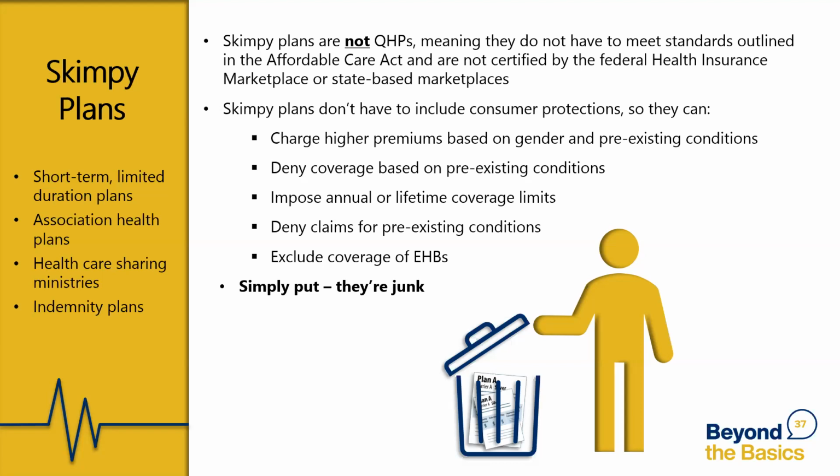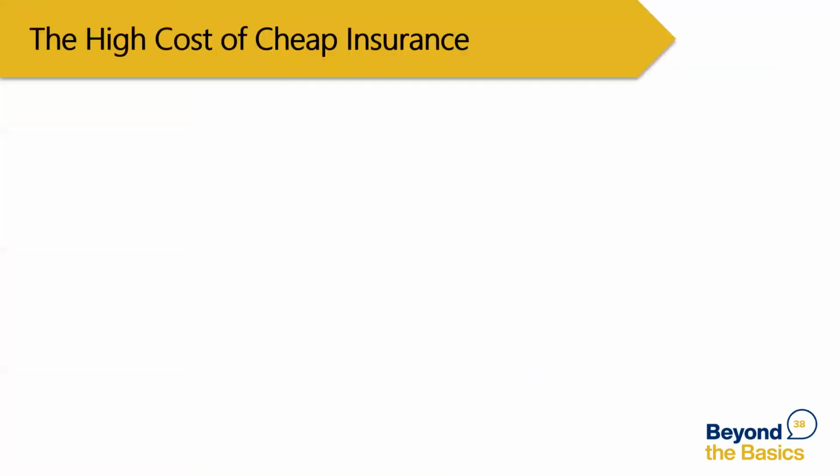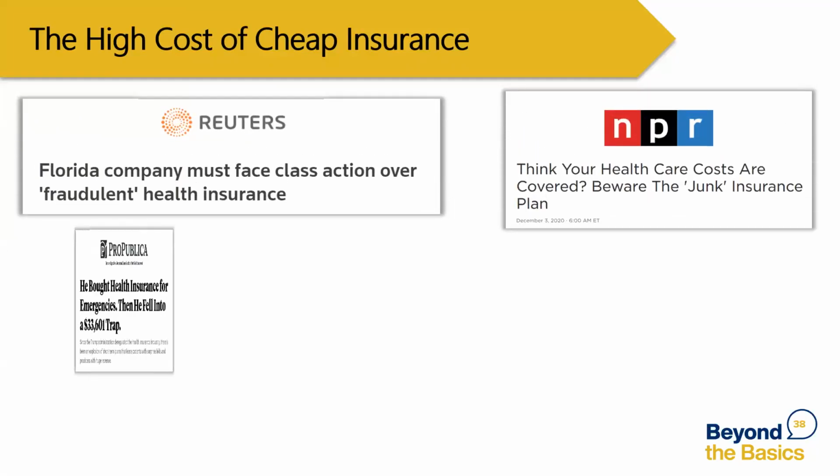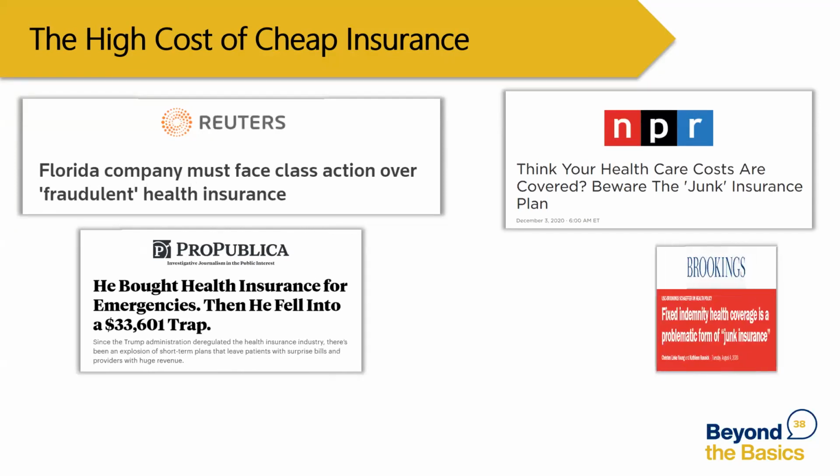Most importantly, they don't have to include any consumer protections, meaning that they can charge higher premiums based on gender and pre-existing conditions. They can deny coverage based on pre-existing conditions. They can impose annual and lifetime coverage limits. They can deny claims for pre-existing conditions, and they can exclude essential health benefits. All of which is to say, these aren't health insurance. They're junk. And these skimpy plans may look cheap, but they can very well come at a catastrophically high cost for people who actually need healthcare services.